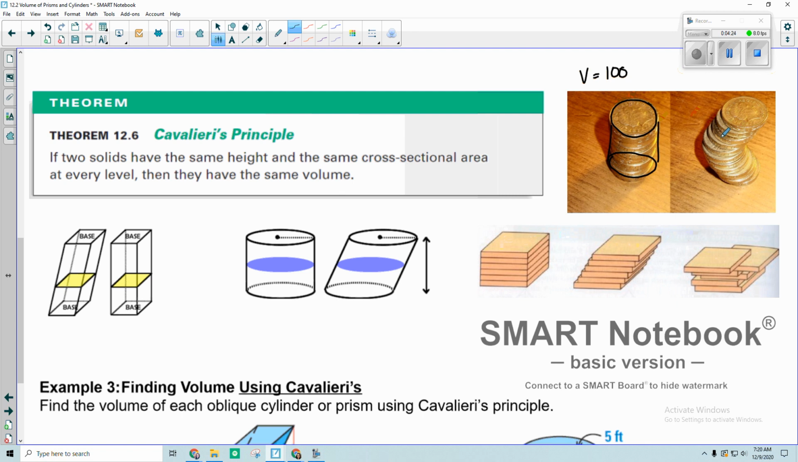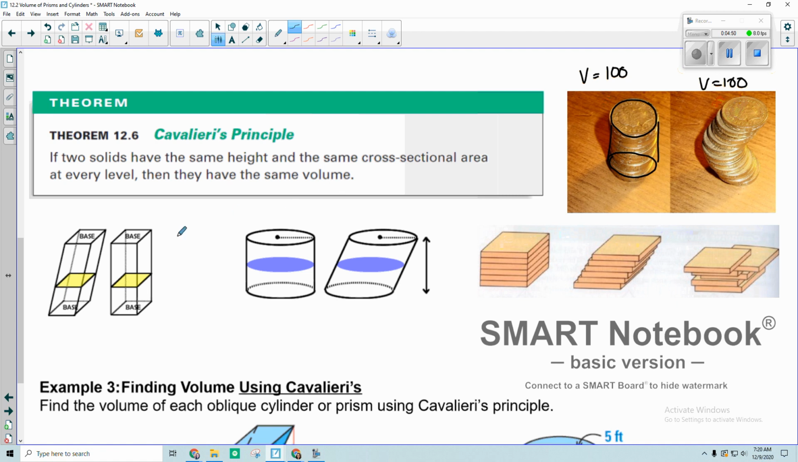If you tilt the coins, if you knock them over a little bit, does the volume change? According to this principle, the answer is no. The volume still stays the same. I still have the same amount of coins. I just move them a little bit, so they still take up the same amount of space or volume.